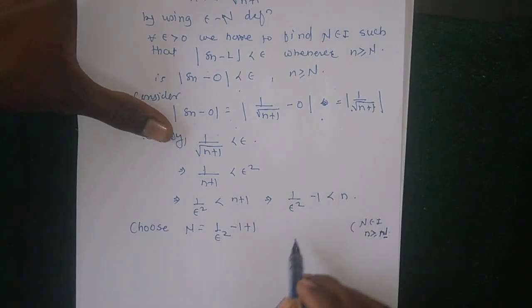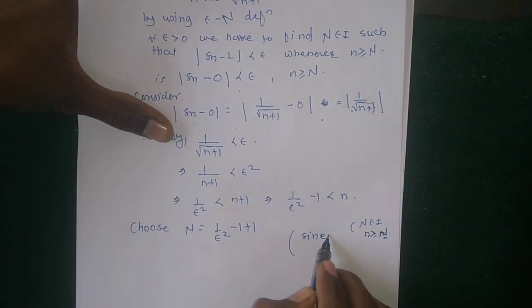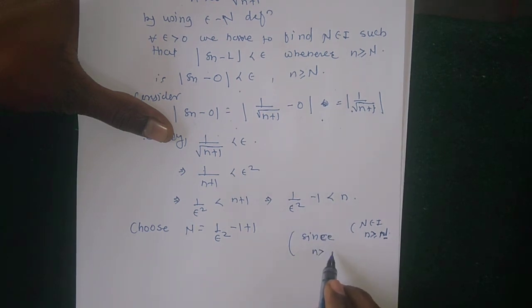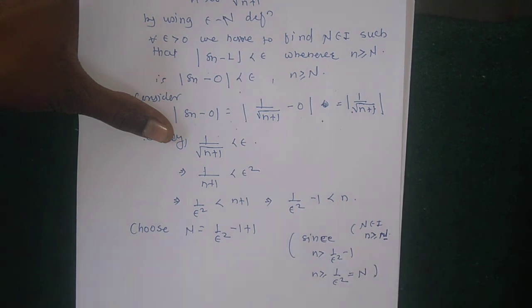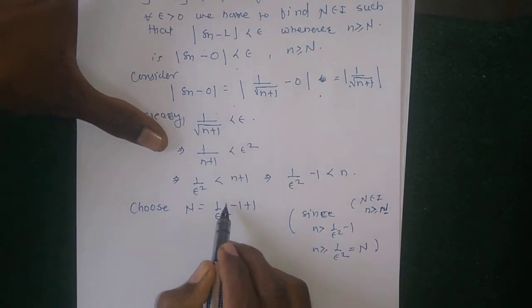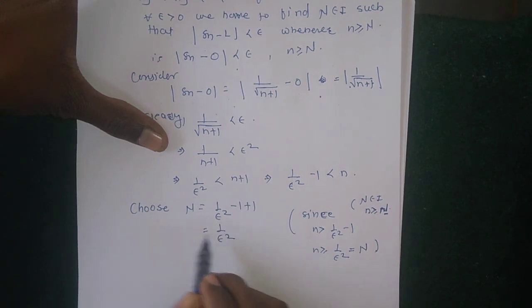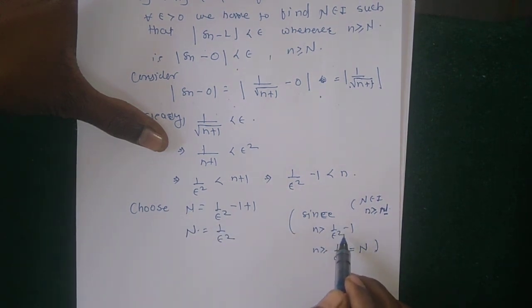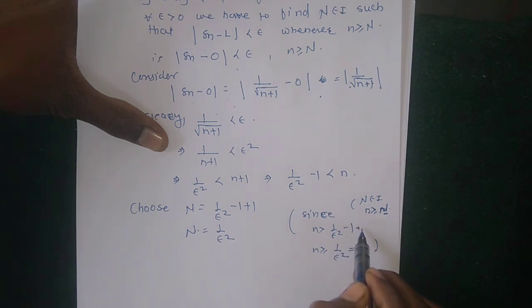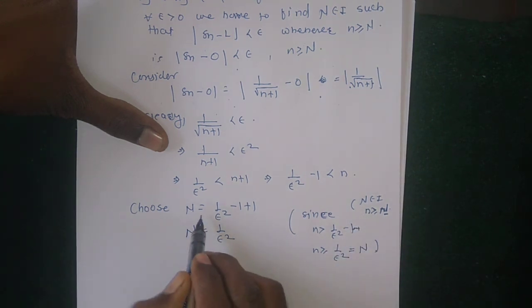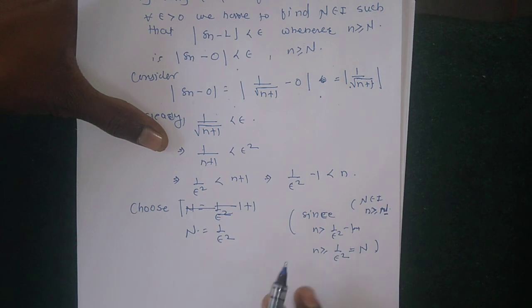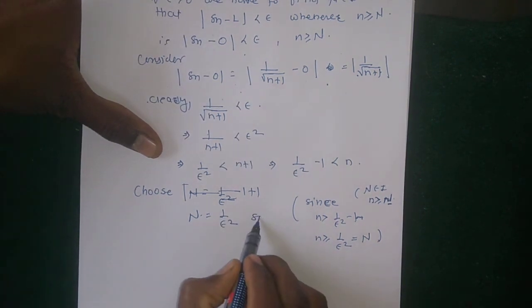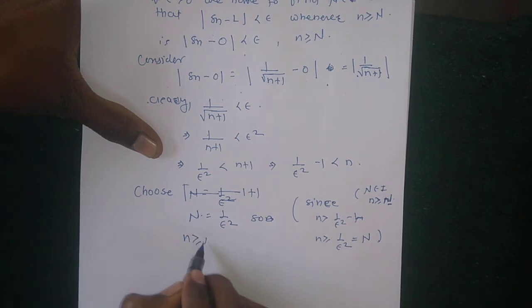Because n is greater than 1 upon epsilon squared minus 1, then n is greater than or equal to 1 upon epsilon squared. So choose N equal to 1 upon epsilon squared. Since n is greater than 1 upon epsilon squared minus 1, adding one integer we get the value 1 upon epsilon squared. So choose N equal to 1 upon epsilon squared. So n is greater than or equal to N.